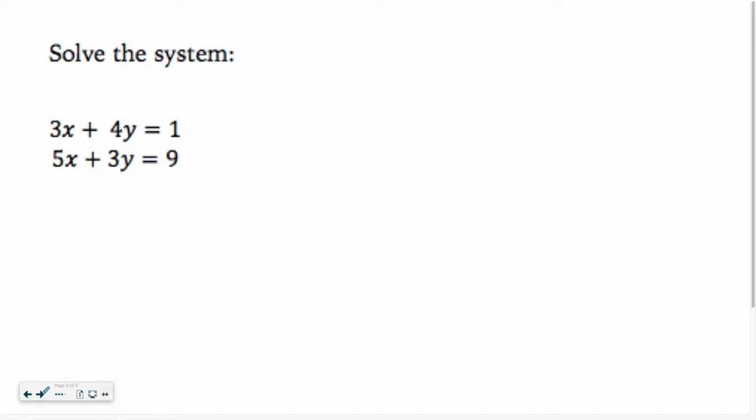Okay, let's solve the system. Well, let's find D. D is the determinant of the coefficient matrix only, so 3, 4, 5, 3.